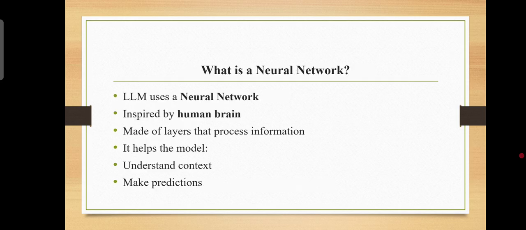After learning about training, let's now understand the system behind it, which is called a neural network. LLM uses something called a neural network. It is inspired by the human brain. It has multiple layers that process information step by step. This helps the model understand relationships between words and make better predictions.